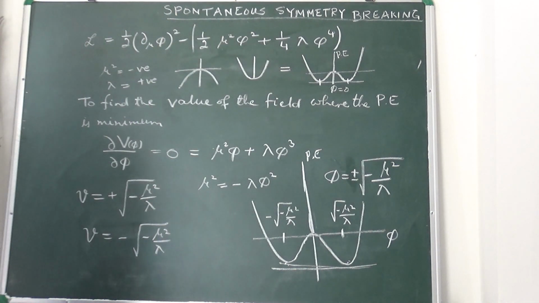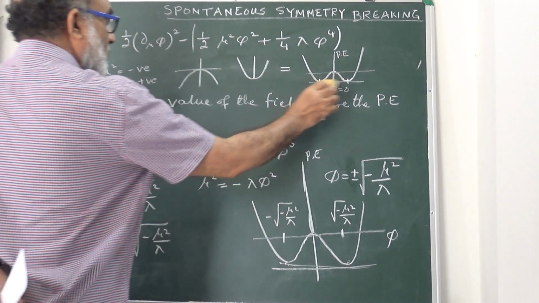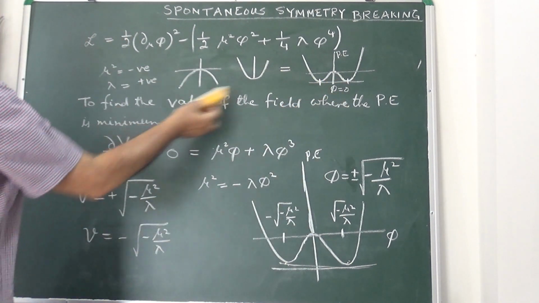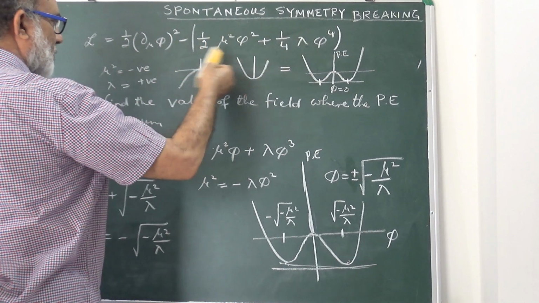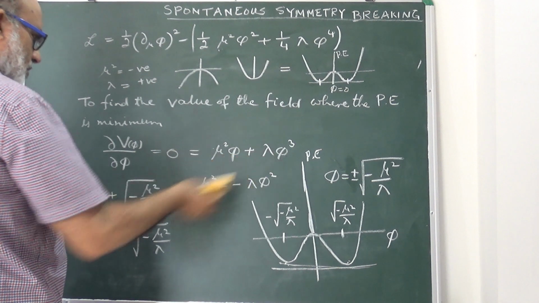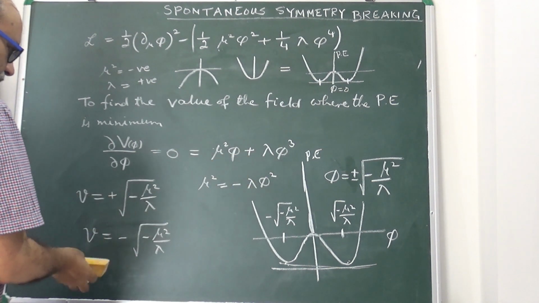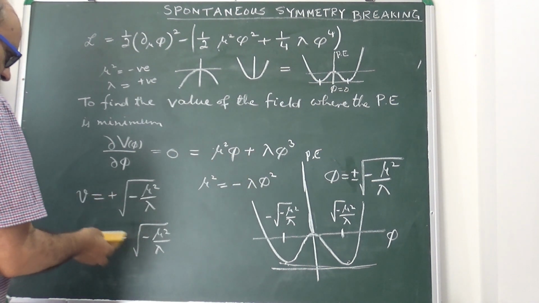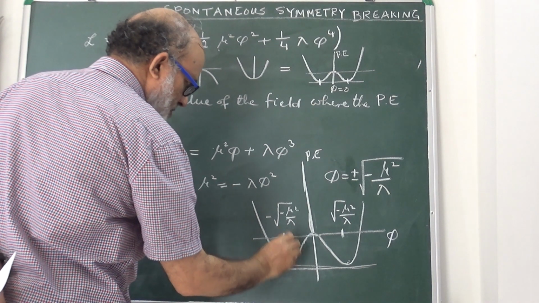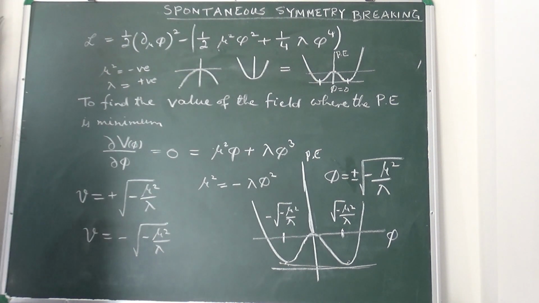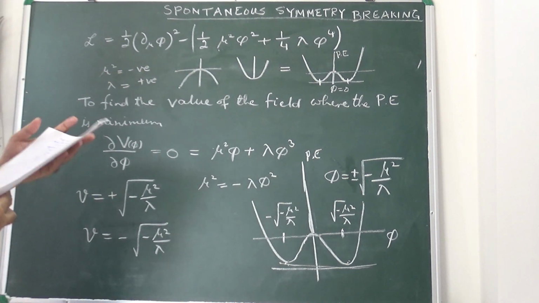And if you want to find the minimum values of this field, to find the minimum value of the potential, you just differentiate this potential part with respect to phi and equate it to 0, and you will get two values of the minimum potential. This is at this point and at this point. This we have discussed in the last class.